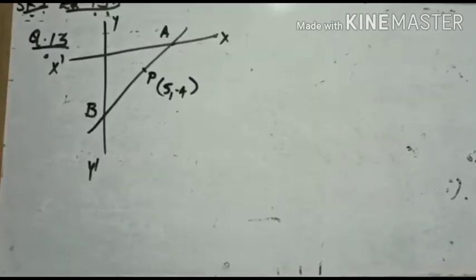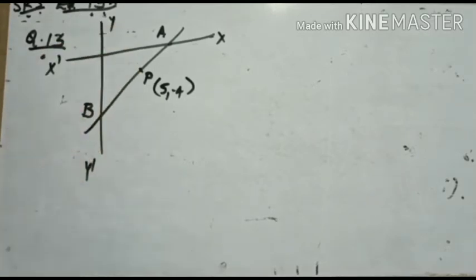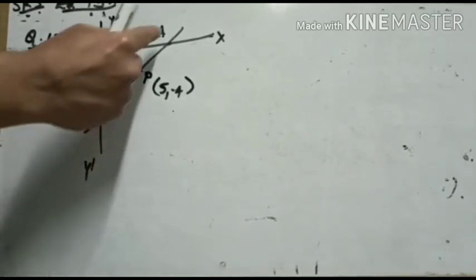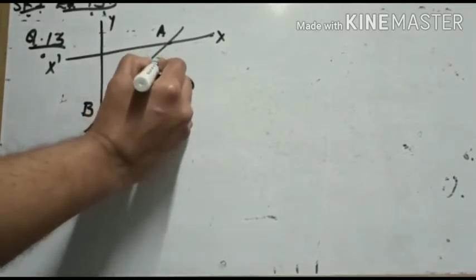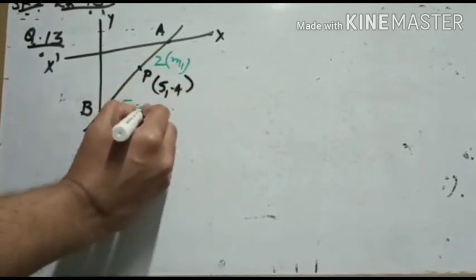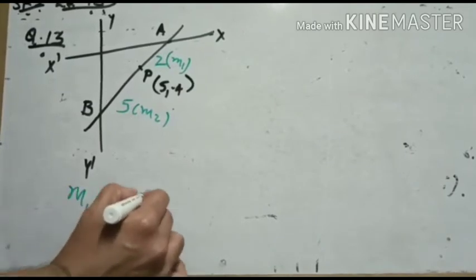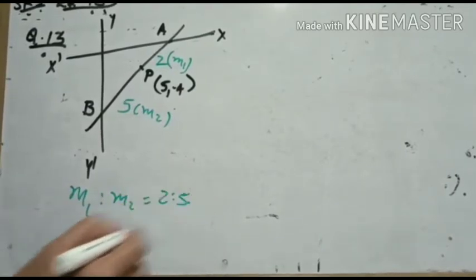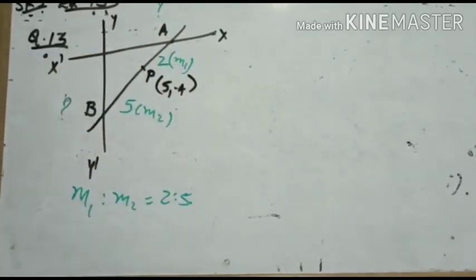Now we shall discuss question number 13 of exercise 13a. They have given 2 points A and B. A lies on the x-axis, B lies on the y-axis. Point P is on segment AB. It divides the segment in the ratio 2 is to 5. This is 2, this is 5. So this one will represent m1, this will represent m2. So here m1 is to m2 is given to us as 2 is to 5. We are supposed to find the coordinates of point A as well as point B.